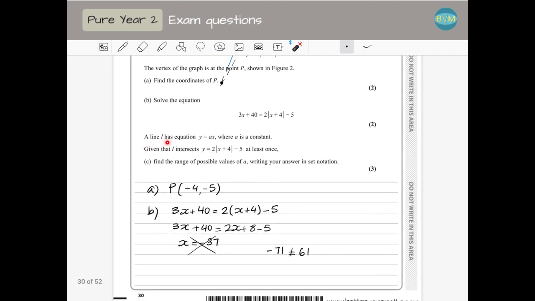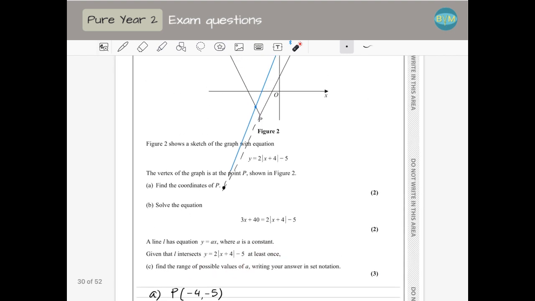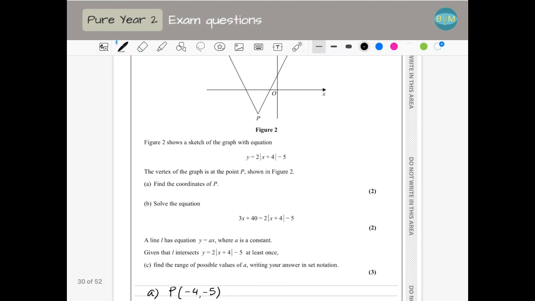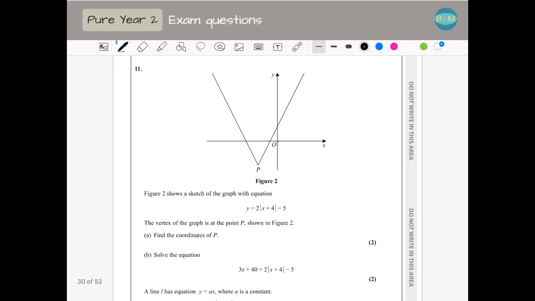Then a line L has equation y equals ax, where a is a constant. Given that L intersects at least once, find the range of possible values of a. So let's think a bit about what that line is. The line y equals ax is a line that passes through 0, 0. So it will be a line somewhere passing through 0, 0.